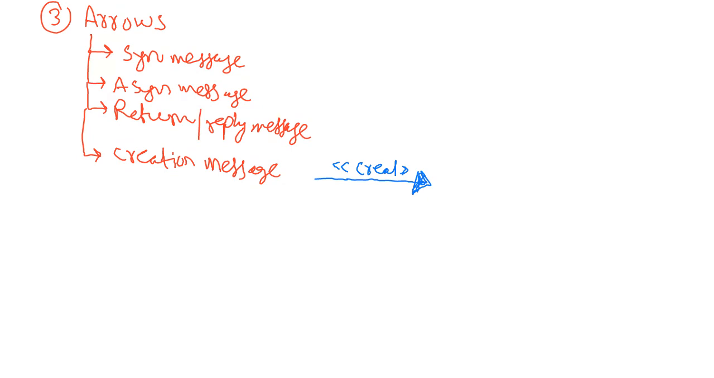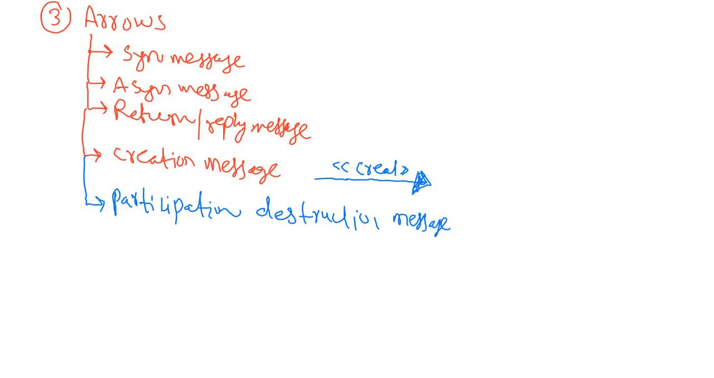Similarly, you will have the destruction message, participant destruction. How does it look? It looks like this. You see, we will have an arrow, and here you will have destroy written like this.